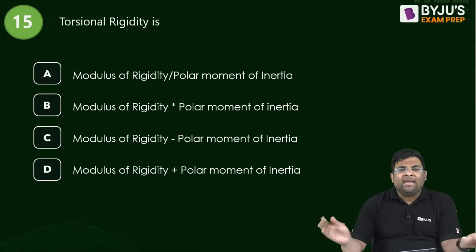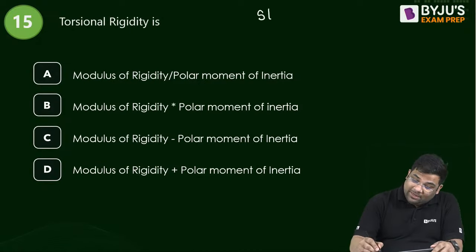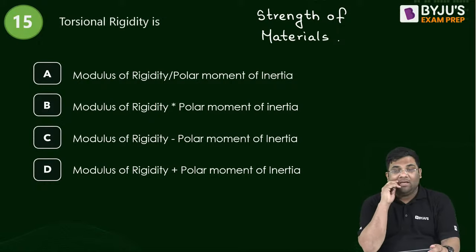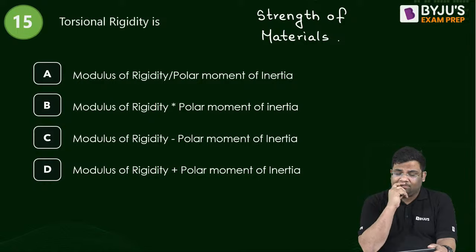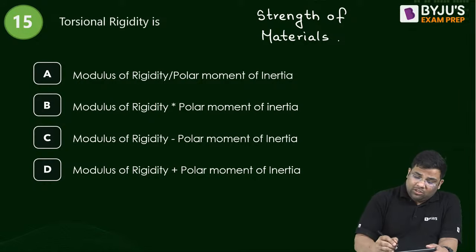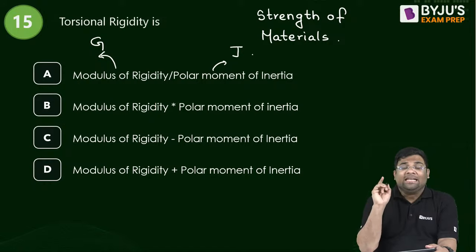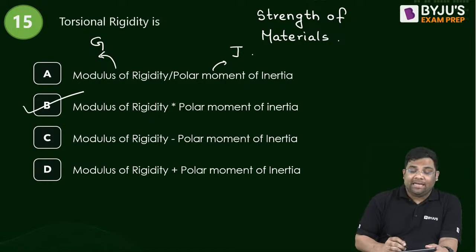Now again a direct question from strength of materials. What is torsional rigidity? Answer me this question. Very straightforward. Torsional rigidity is what? They have given that the modulus of rigidity is G, and the polar moment of inertia is J. So the right answer is B.